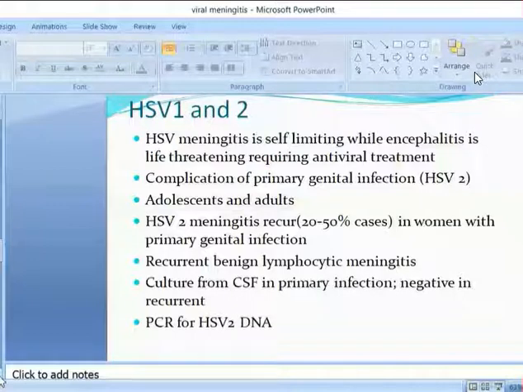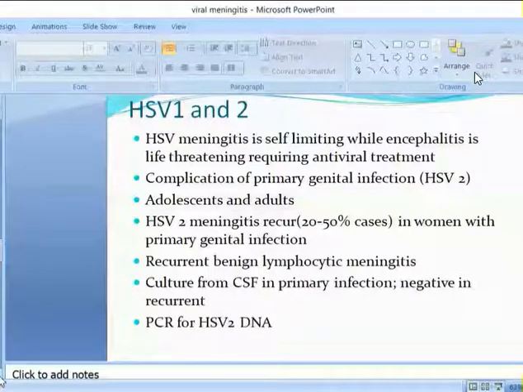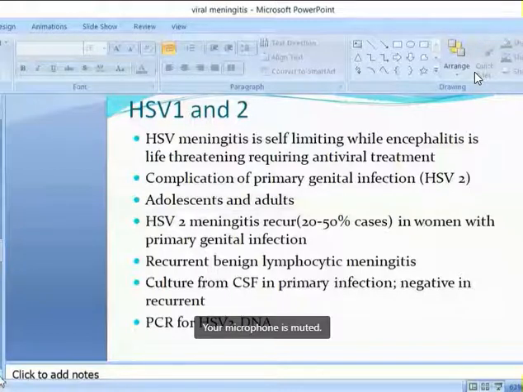Similarly, with HSV2 meningitis, almost 20 to 50% of the cases can recur, especially in women with primary genital infection. So it can cause recurrent benign lymphocytic meningitis. You can culture the virus from the CSF in primary infection, but in recurrent infections, the virus may not be cultured from CSF. So what you can do is polymerase chain reaction for the detection of the DNA of the virus from CSF.